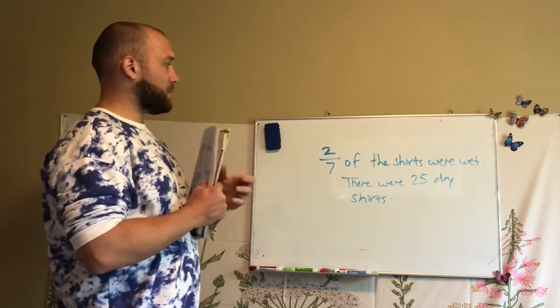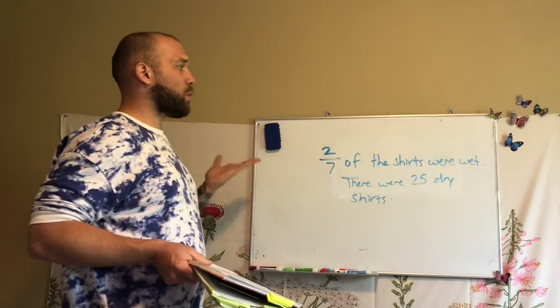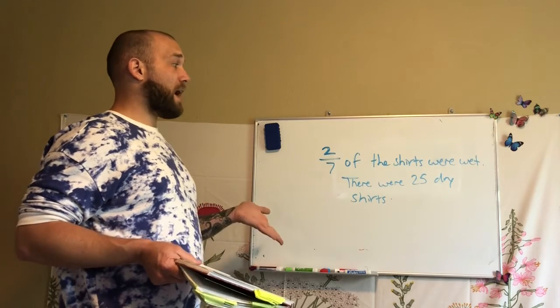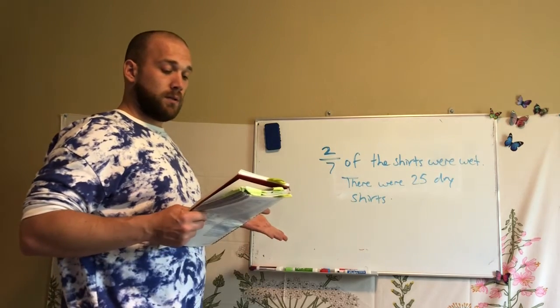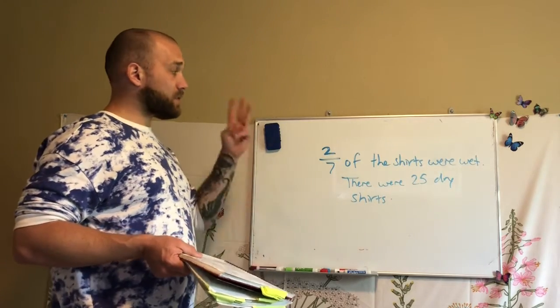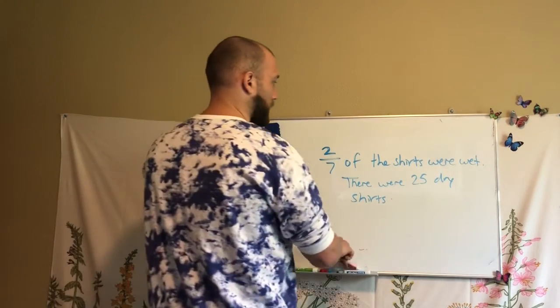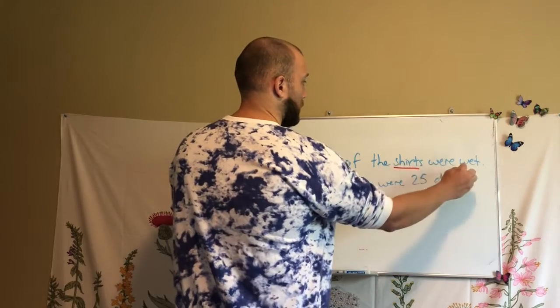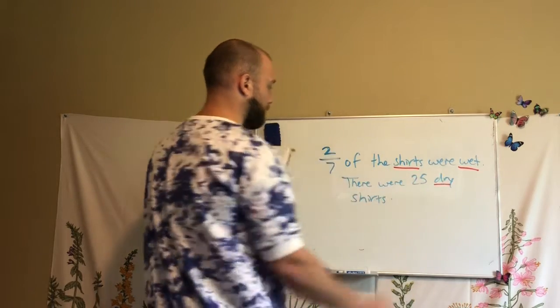So, let's read this one. 2/7 of the shirts were wet. There were 25 dry shirts. So, how many names does it give us? It gives us 3 names. It gives us shirts that were either wet or dry.